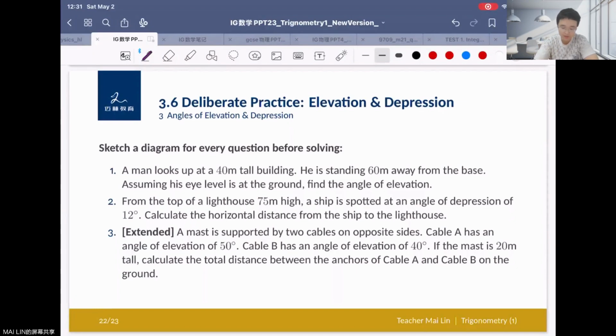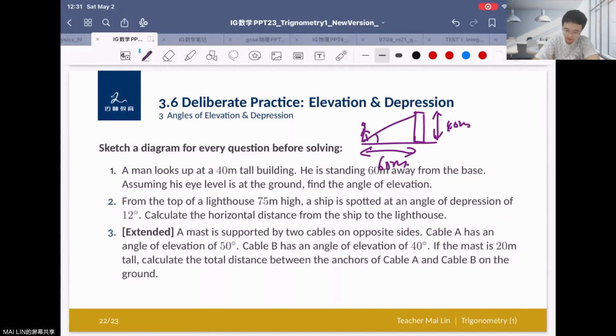Let's say that a man looks up at a 40-meter tall building. So we can try to draw the graph. Here is the building, 40 meters, right? And he is standing 60 meters away from the base, okay? Assuming his eye level is at the ground, find the angle of elevation.